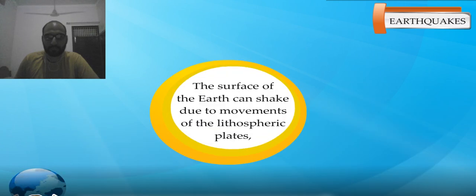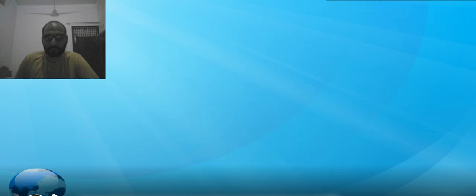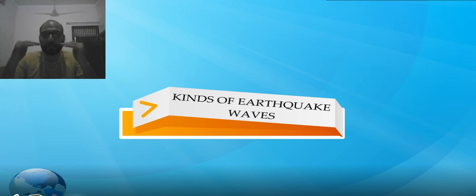The surface of the earth can shake due to movements of the lithospheric plates, volcanic eruptions, or even bomb explosions. Kinds of earthquake waves. Now, the last one, the earthquake can originate from plate tectonics. You have seen that when two plates collide, they create a pressure. If that pressure comes to the earth in the form of a seismic wave, then it is called an earthquake.